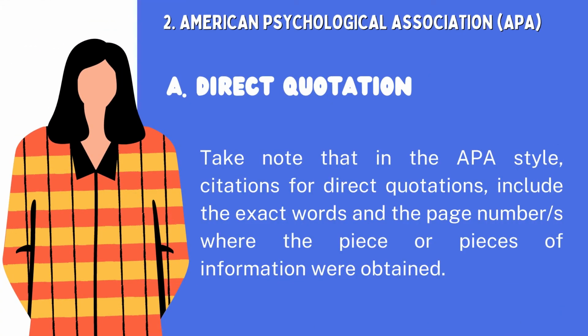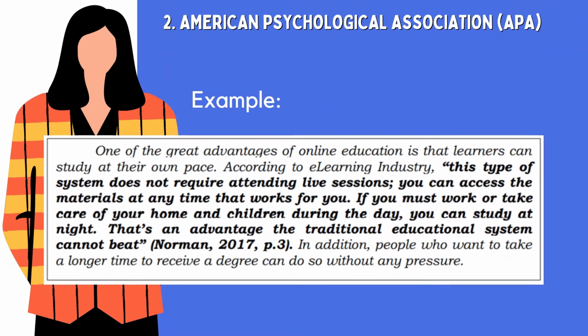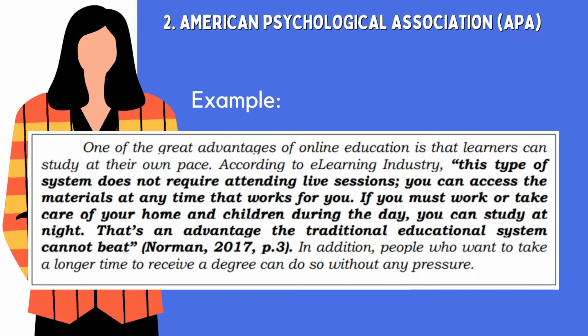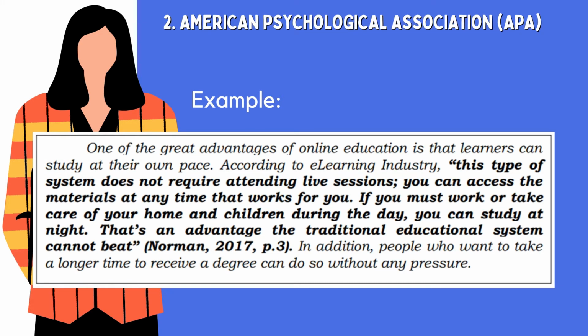Direct quotation. Take note that in the APA style, citations for direct quotations include the exact words and the page numbers where the piece or pieces of information were obtained. Let's take a look at the example. The quotation marks signal that the highlighted part consists of the exact words of Stephanie Norman in the article.